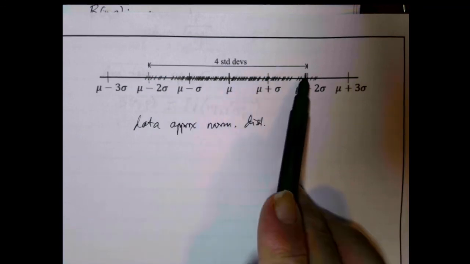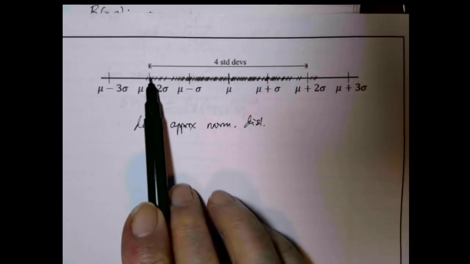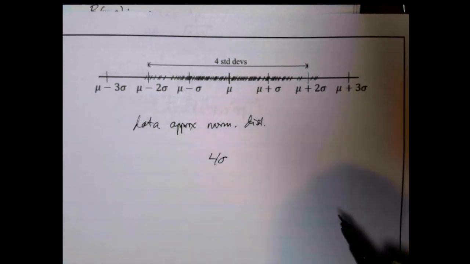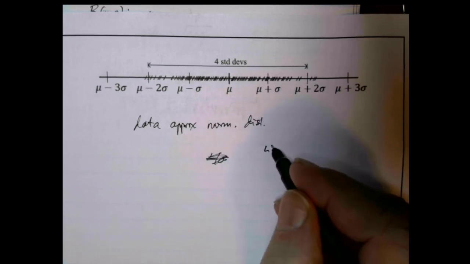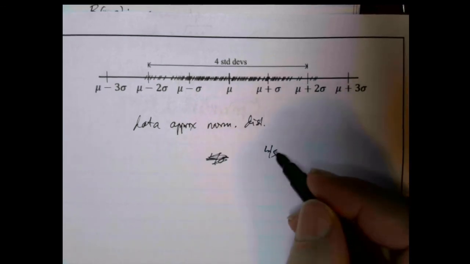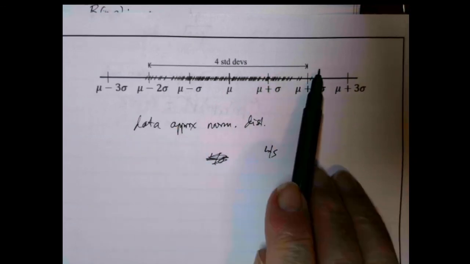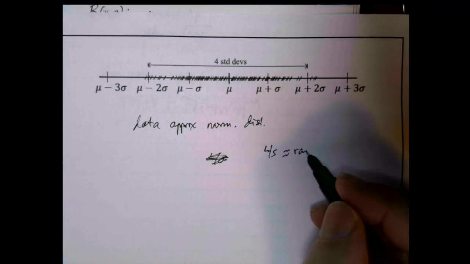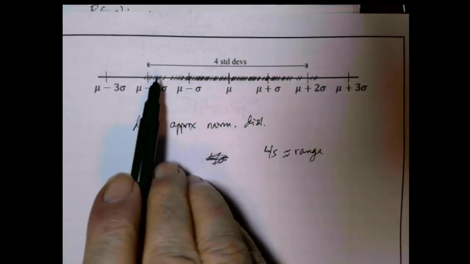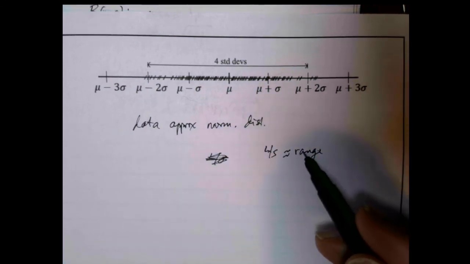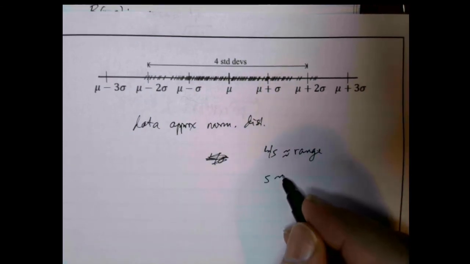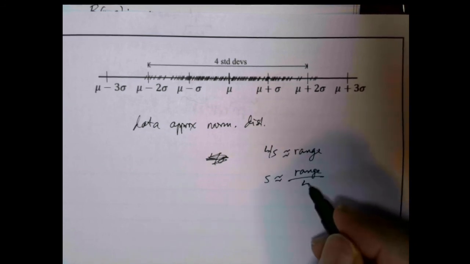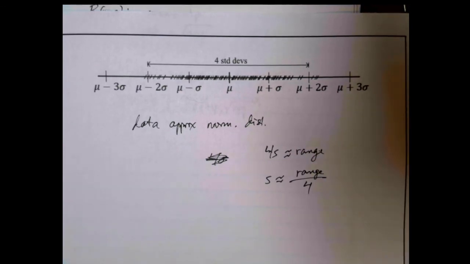And that says that this interval here, which is 4 standard deviations wide, let's call it 4s, contains almost all the data. An interval of that width contains almost all the data. So that's going to be pretty close to the range of the data, from the smallest to the largest point. Now that's not the way this is used. The way this is used is that means that the standard deviation of this stuff is approximately the range over 4. And that's really the rule of thumb.